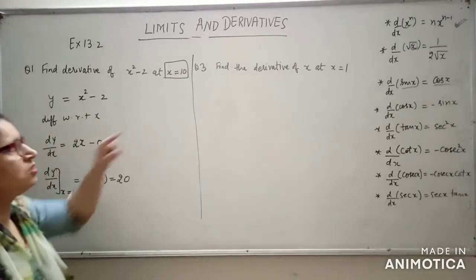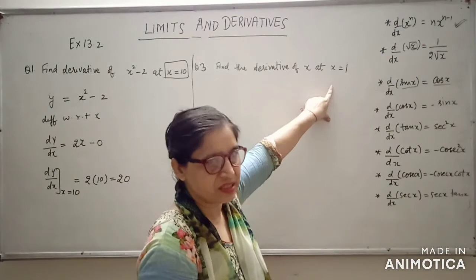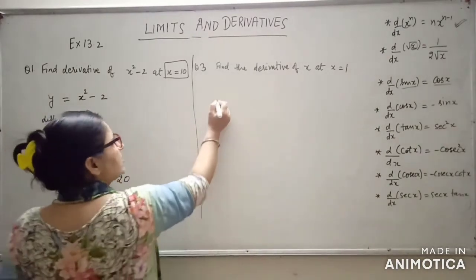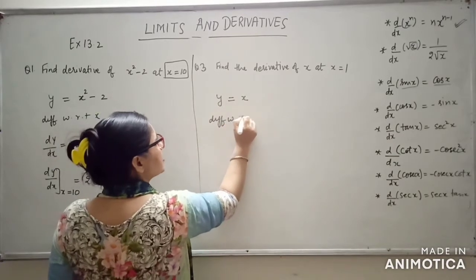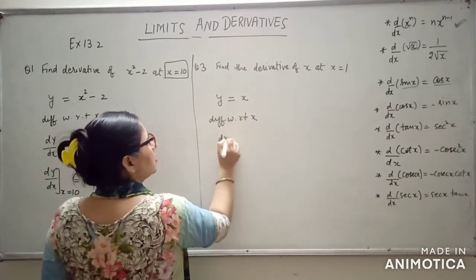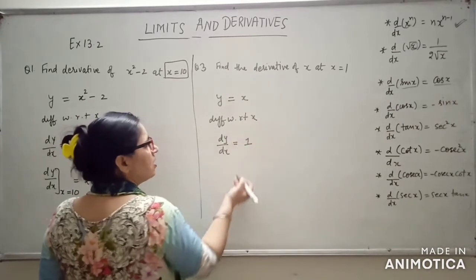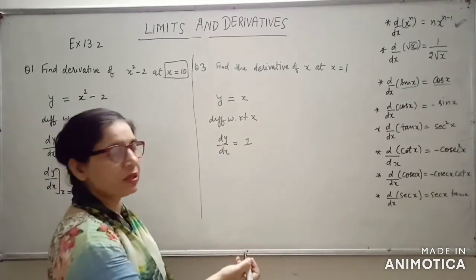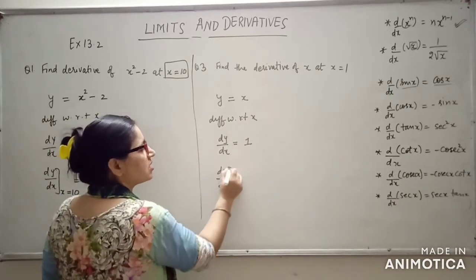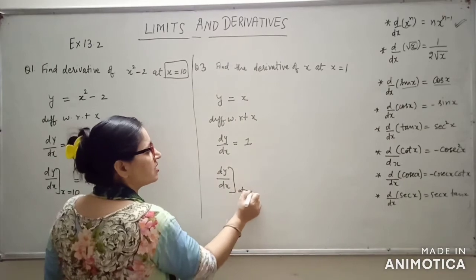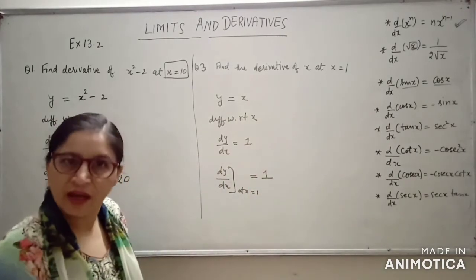Now come to question number 3. In this we are to find out the derivative of x at x is equal to 1. So now y is equal to x, and we are to differentiate it with respect to x. Now what is the derivative of x? We know that is 1. It is independent of x. So dy by dx, even at x is equal to 1, will remain 1 because it is independent of x.